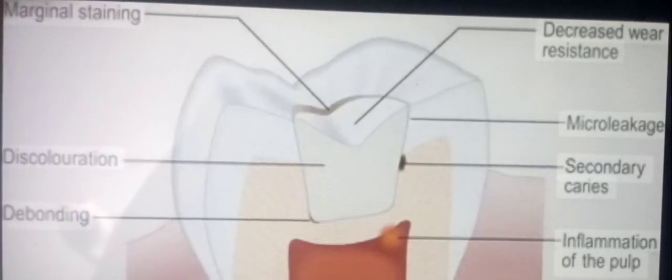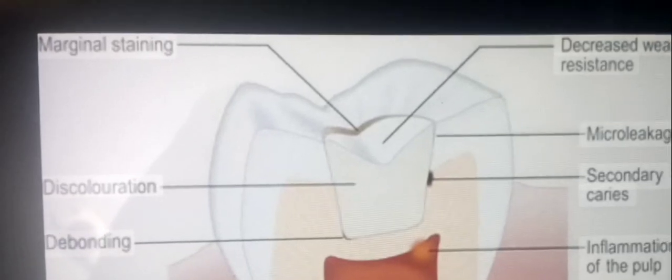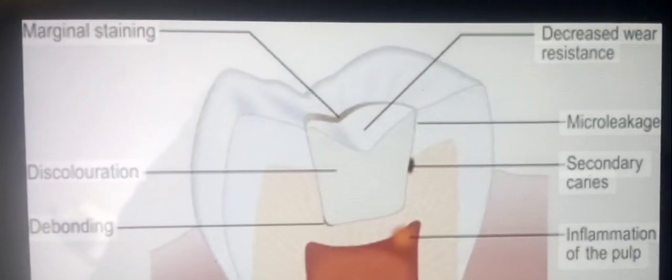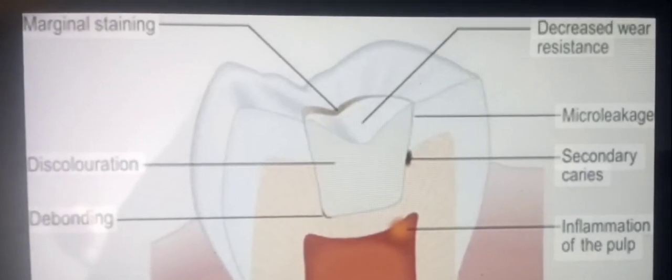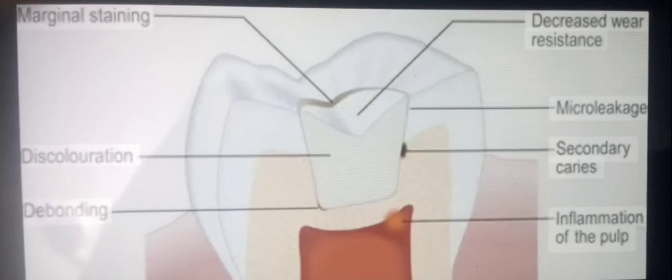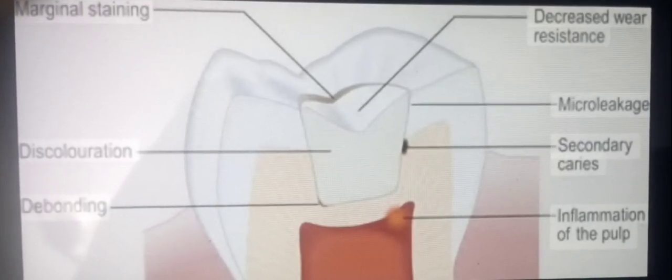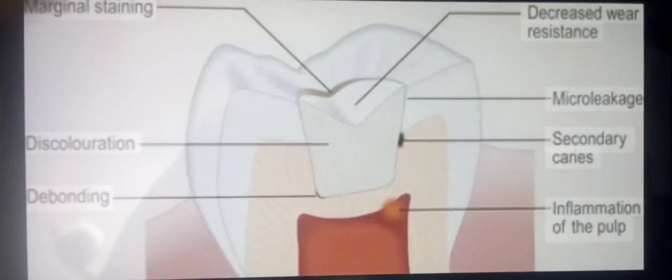Hello everyone, today we're going to talk about the microleakage of composite restoration and its effect on the tooth structure and the restoration. So what is microleakage? It is the diffusion of bacteria, oral fluids, ions and molecules into the space between the tooth structure and the filling material. Okay, as you can see here, this is the microleakage.